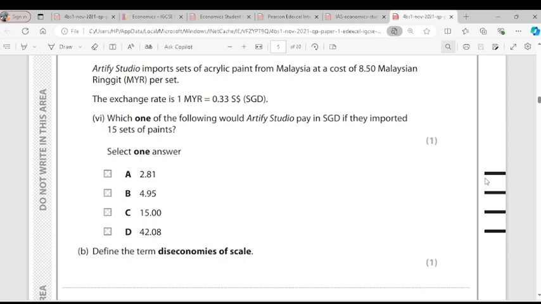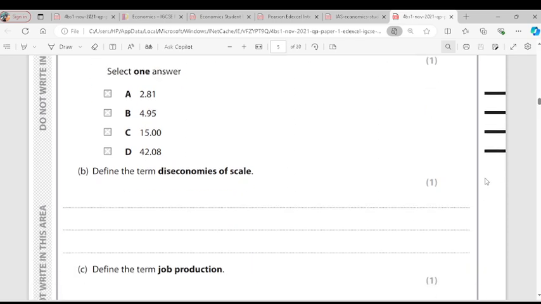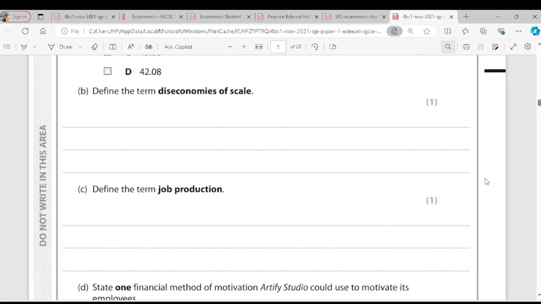We go to question B now, 1B. Question 1B, are you there? Are you there with this? Yes, sir. Define the term diseconomies of scale.